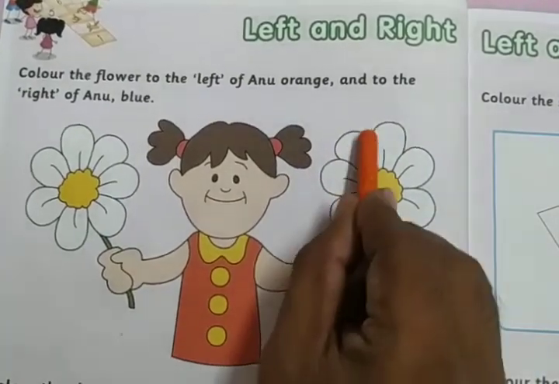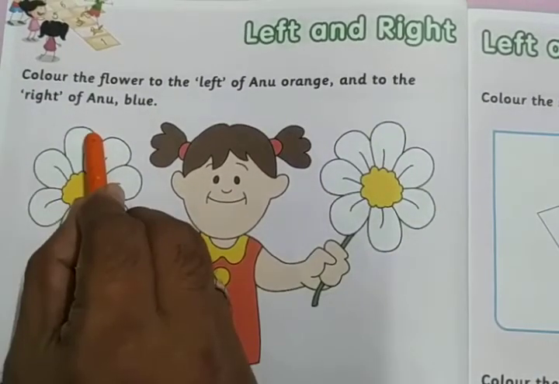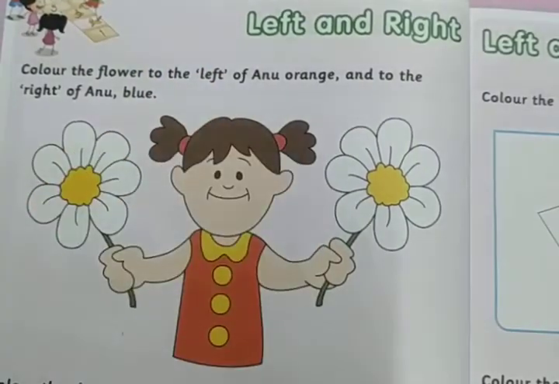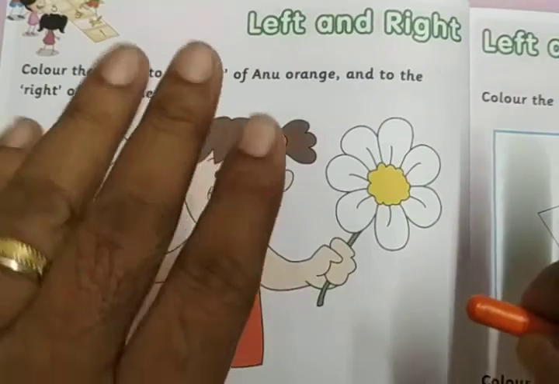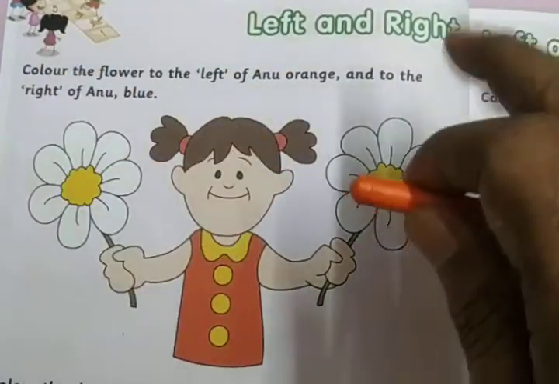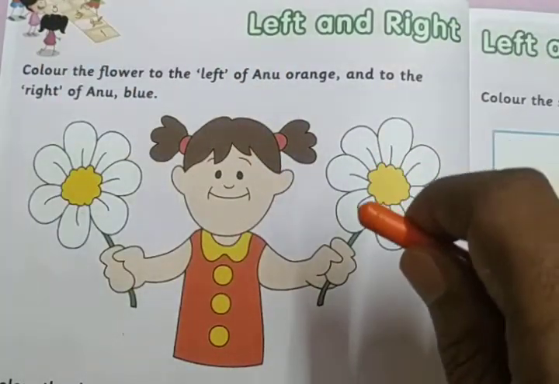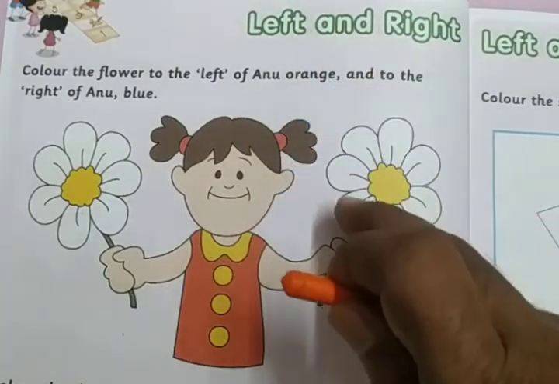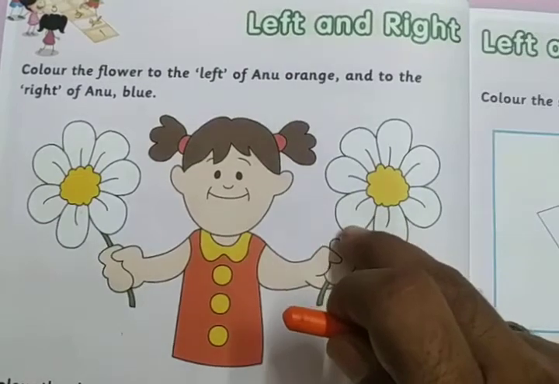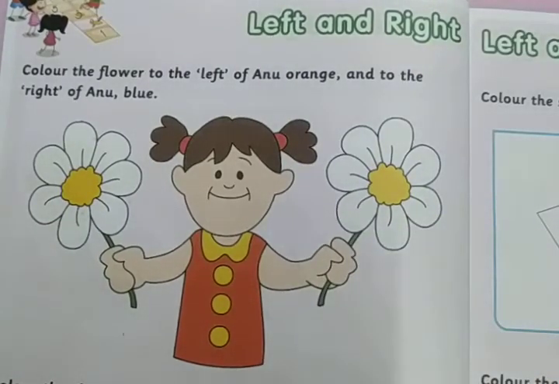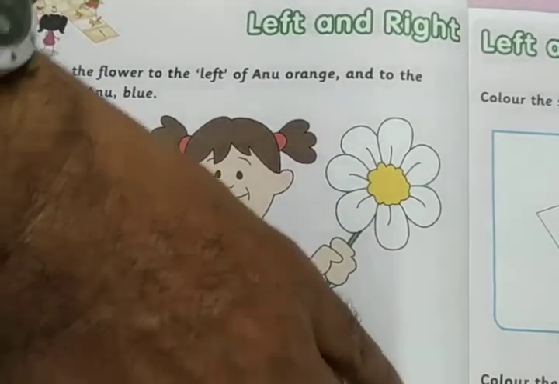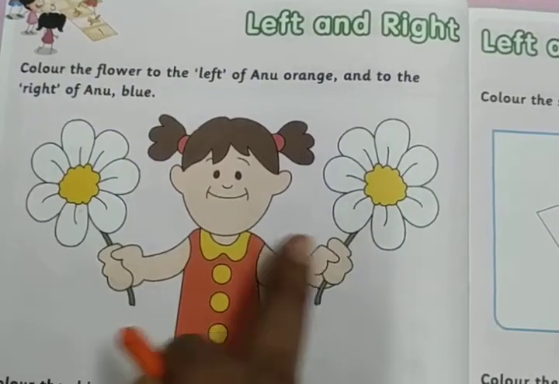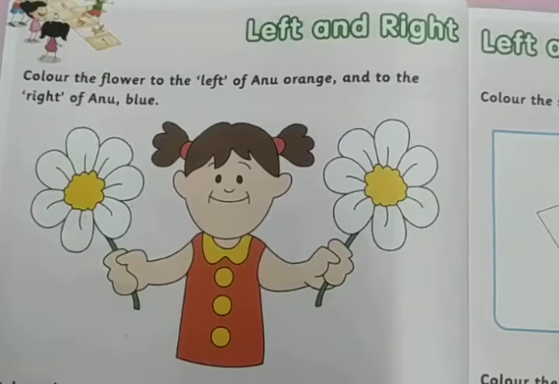This is left hand side and this is right hand side. Okay, for you this is your right hand and this is your left hand. Here this is your left hand and this is your right hand. But for you it will become a right, but for Anu it will be the left, because Anu is staying like this. Clear? This is left hand side to the Anu and this is right hand side to the Anu.